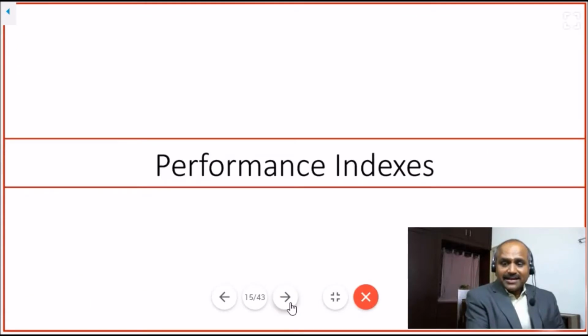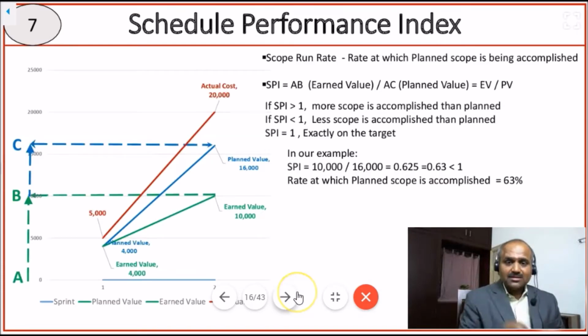Now, we are getting into performance indexes. The first performance index is the schedule performance index. The schedule performance index says the scope run rate. That means the rate at which the planned scope is being accomplished. So if you see here, earned value means what we have achieved so far. Earned value is what we completed so far.